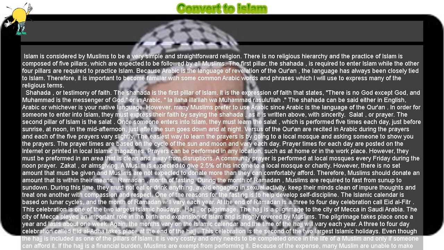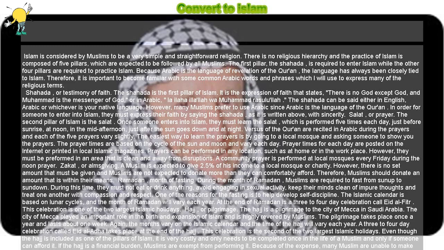Zakat, or almsgiving. A Muslim is expected to give 2.5% of his income to a local mosque or charity. However, there is no set amount that must be given, and Muslims are not expected to donate more than they can comfortably afford. Therefore, Muslims should donate an amount that is within their means.